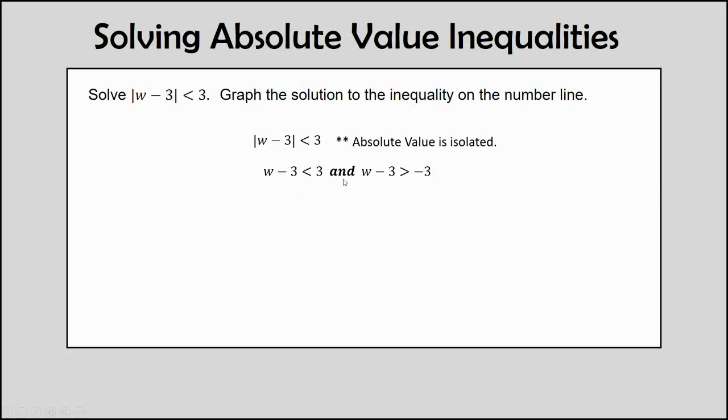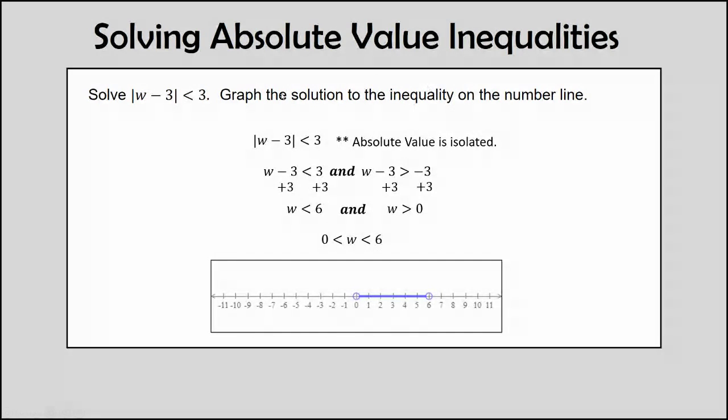Okay. All right. Now, I have to solve these, right? You can't just leave it as is. So let's solve this. So how do we do it? We add 3 to both sides. And I get W is less than 6. Over here, add 3 to both sides. W is greater than 0. And remember, our conjunction is and. So if I wrote it as a compound statement, I'd write it like this. Again, inside out, W is greater than 0 and W is less than 6. That's a compound inequality with and as its conjunction.